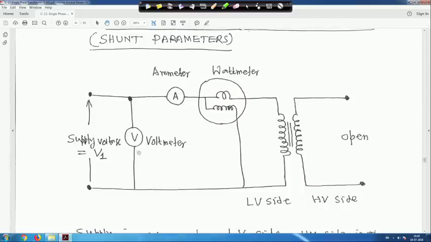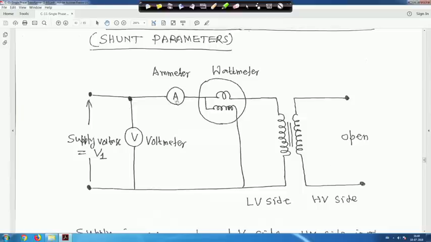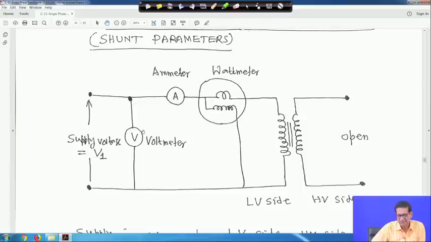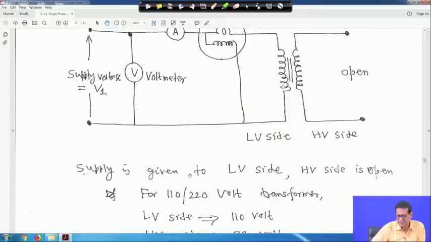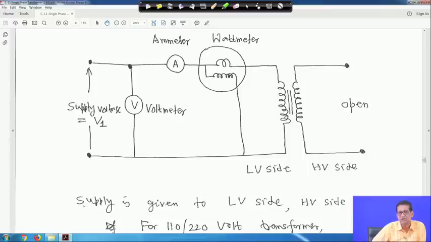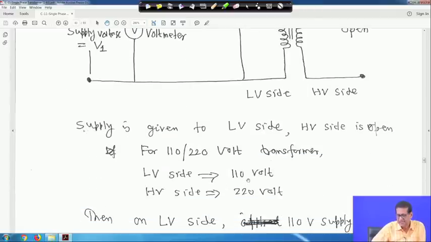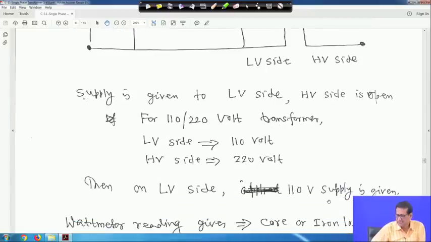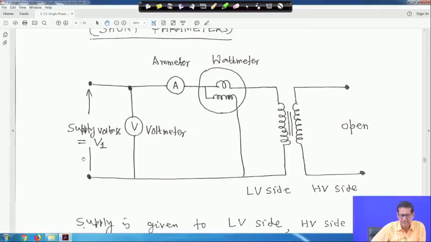So, this is the low voltage side for the open circuit test. But the short circuit test in the laboratory we perform on the high voltage side, though let me tell you, it can be done on either side, you will get the same result. Here an ammeter is connected, one wattmeter and one voltmeter, and the supply voltage is V1. Suppose in the laboratory your transformer is 110 by 220 volt, then the low voltage side is 110 volt and the high voltage side is 220 volt. Then 110 volt is given on the low voltage side.